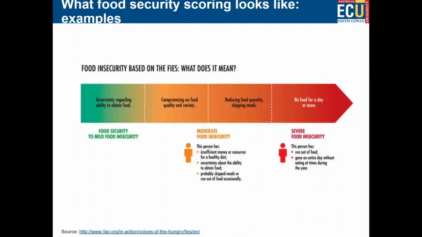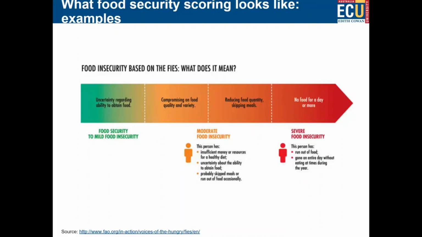So they might not have enough money or resources to eat a healthy diet. They might be uncertain about their ability to get food, and they might have started reducing their food quantity. So they might be skipping meals or running out of food occasionally. And then we get to the other end of the continuum where someone is severely food insecure. So they might have actually run out of food. They might have had no food for a day or more at certain times during the year.